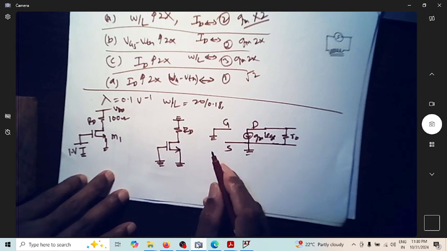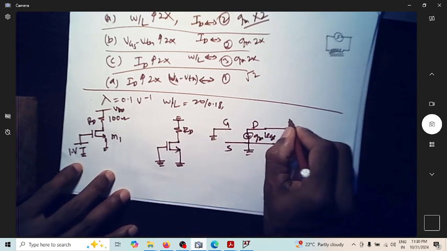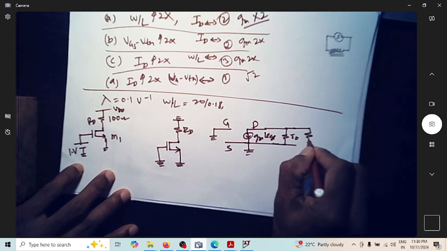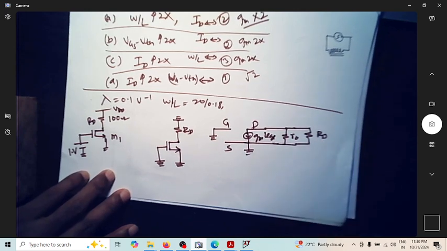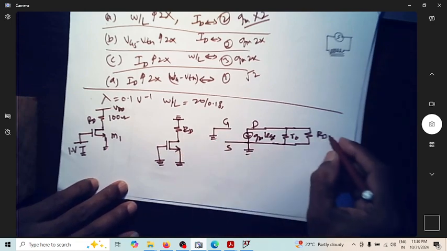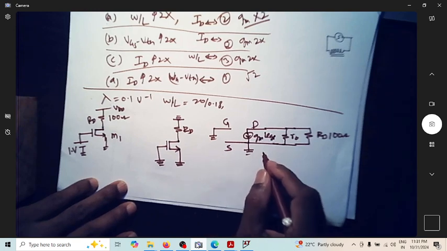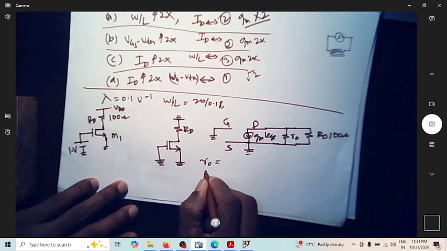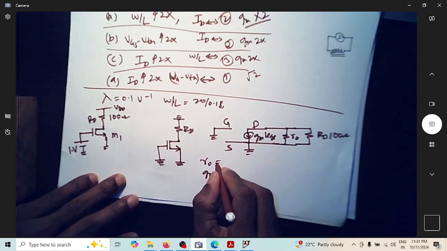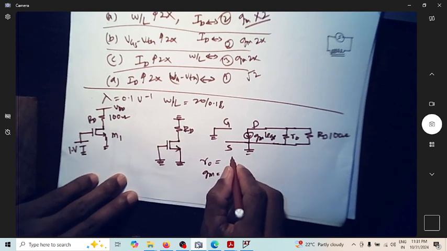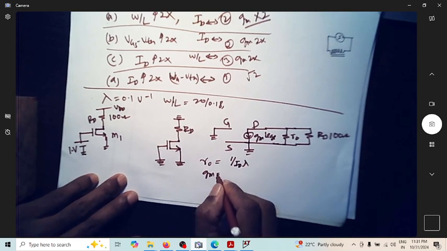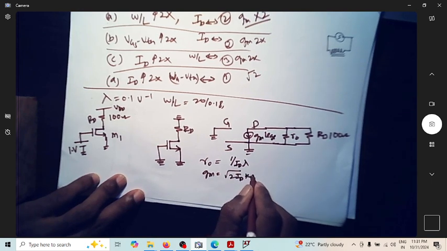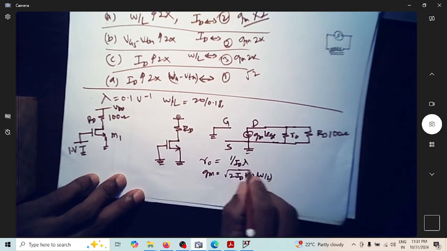Of course, I have an RD which is connected from drain to ground. So now I know the value of RD as 100 ohm. I have to find what R0 and gm are. R0 is actually 1 over ID into lambda. And gm is equal to the square root of 2 ID Kp into W by L. So this is what gm is.